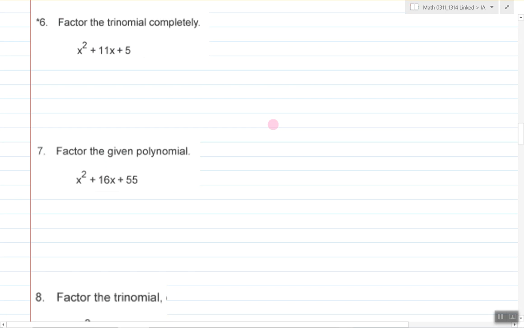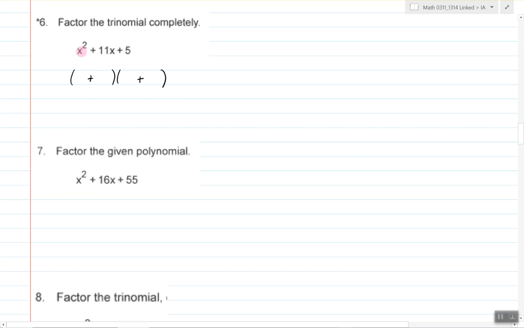Let's look at number 6. Factor, so I think GCF. I haven't had one, but it's a possibility. When I don't have a greatest common factor, I go ahead and jump straight to the fact that it's a trinomial. The last sign is positive. That means plus plus or minus minus. The middle sign is plus, so it's plus plus.